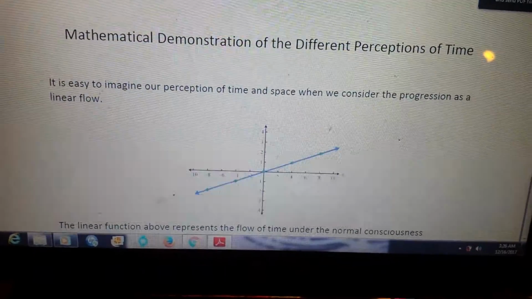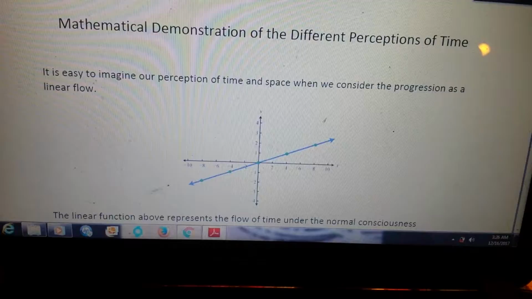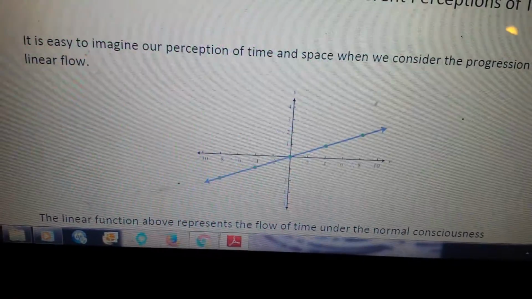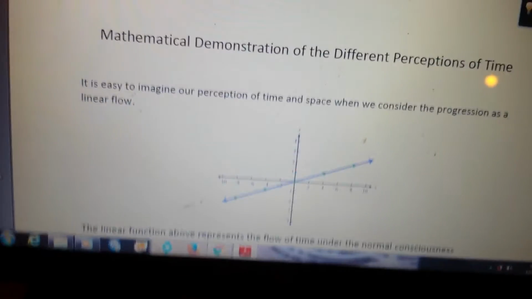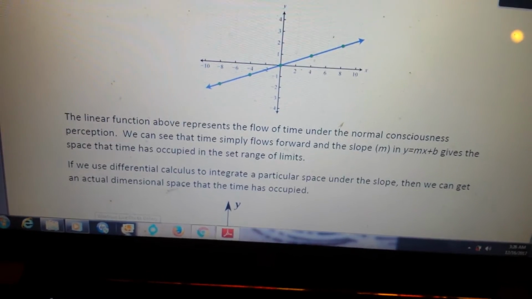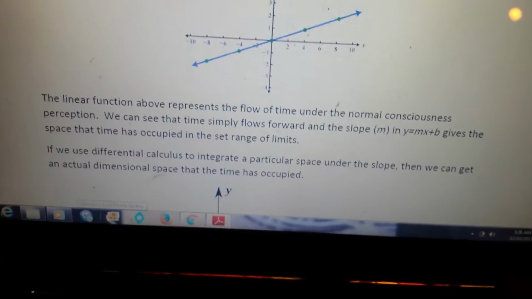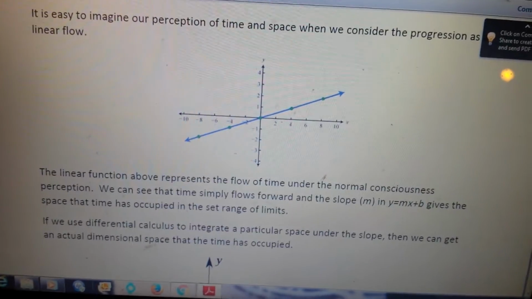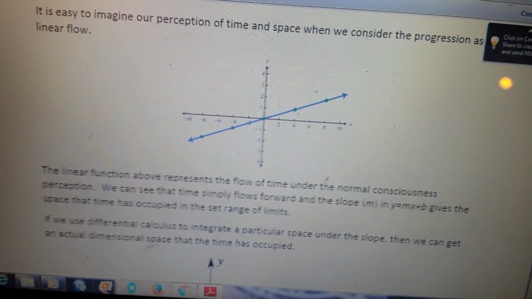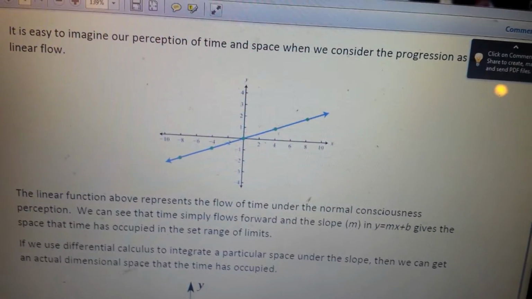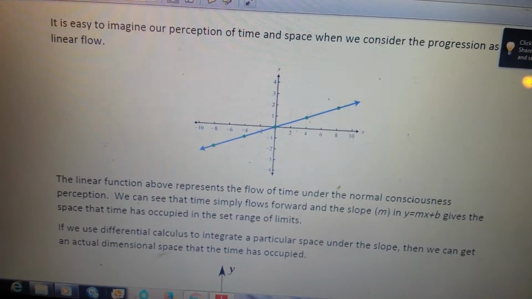It is easy to imagine our perception of time and space when we consider the progression as a linear flow. So here's just a straight linear graph, in the first dimension. Scrolling down a little bit here. The linear function above represents the flow of time under the normal consciousness perception. So when we're in our normal state of consciousness, we observe time flowing like this, a linear function. Okay?